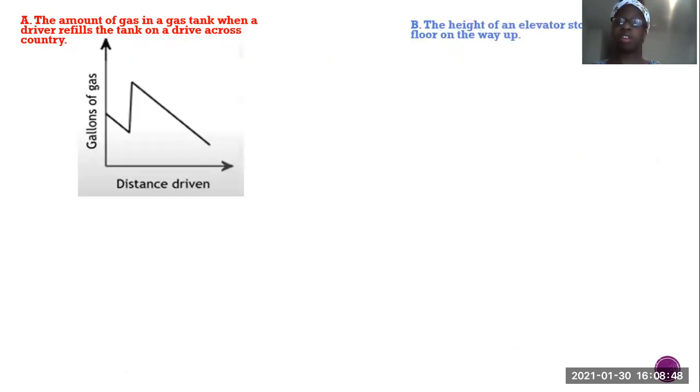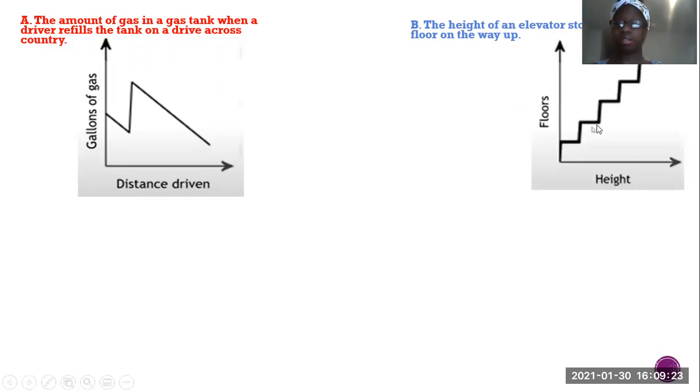Now let's go to our next scenario. It is the height of the elevator stopping at each floor on the way up. Now it says on the way up and it's not going down, which means that it'll just keep going up. So when I think of this, I think of steps because we'll rest for an amount of time, and then we'll keep going up, and then we'll rest, which will be a time period, and then we'll go up. So I believe the x-axis will be the amount of time, and the y-axis will be these floors, or height.